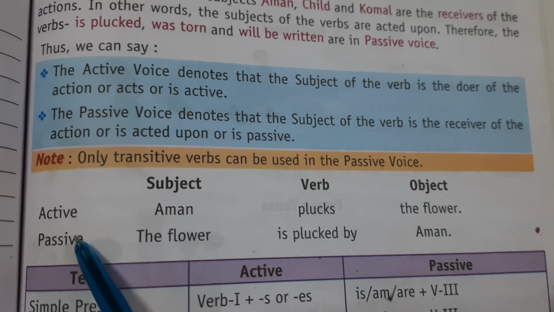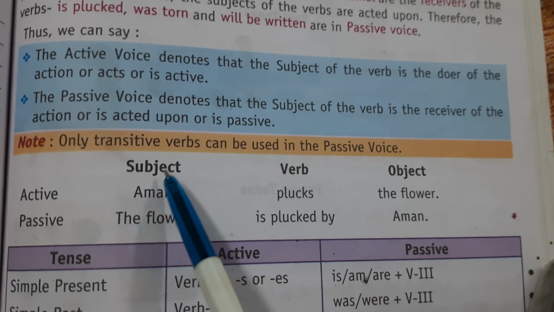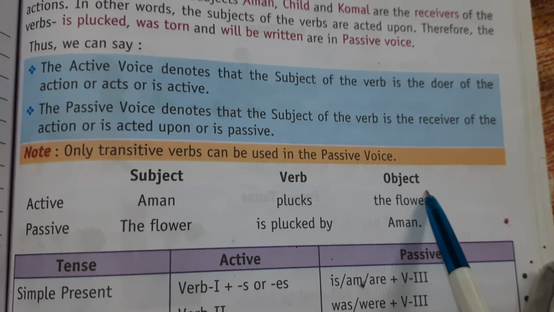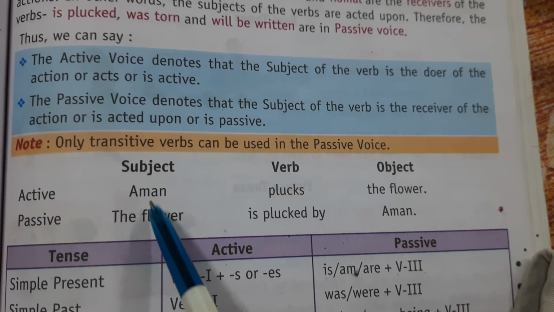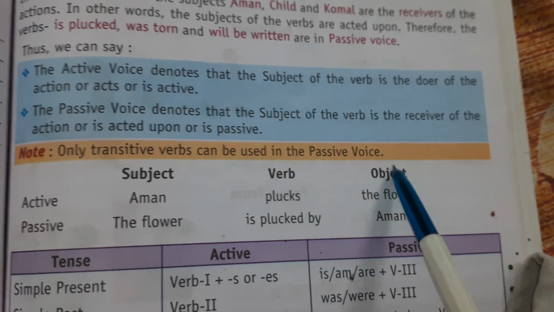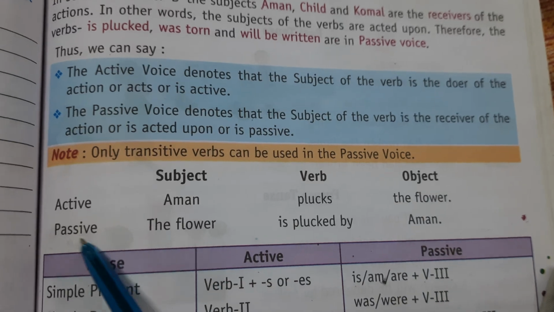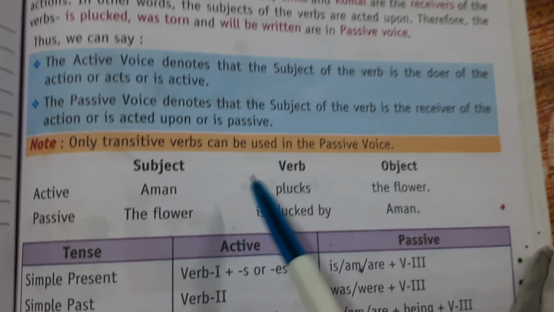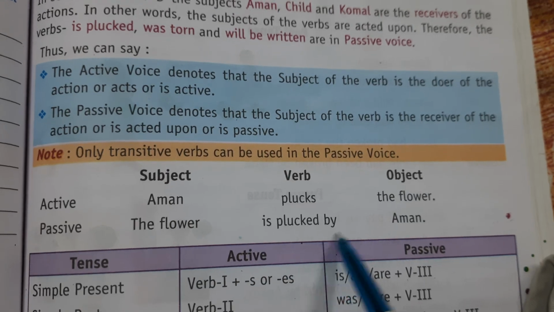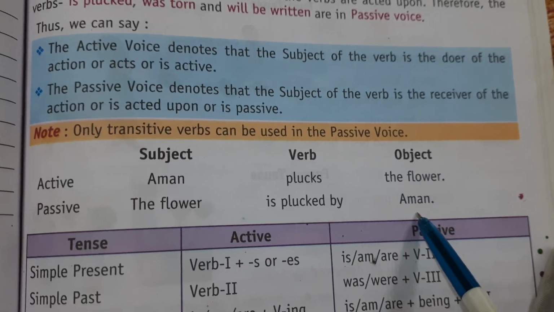Here are some examples. Active: subject, verb and object. In the active sentence, the subject is Aman, the verb is plucked and the object is the flower. In the passive voice, the subject is the flower, the verb is was plucked by, and the object is Aman.